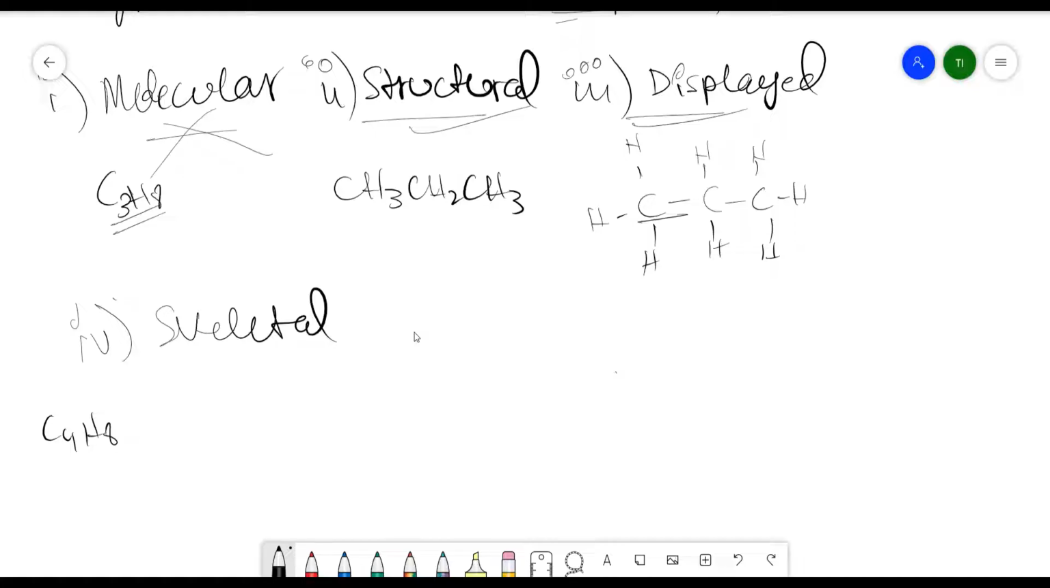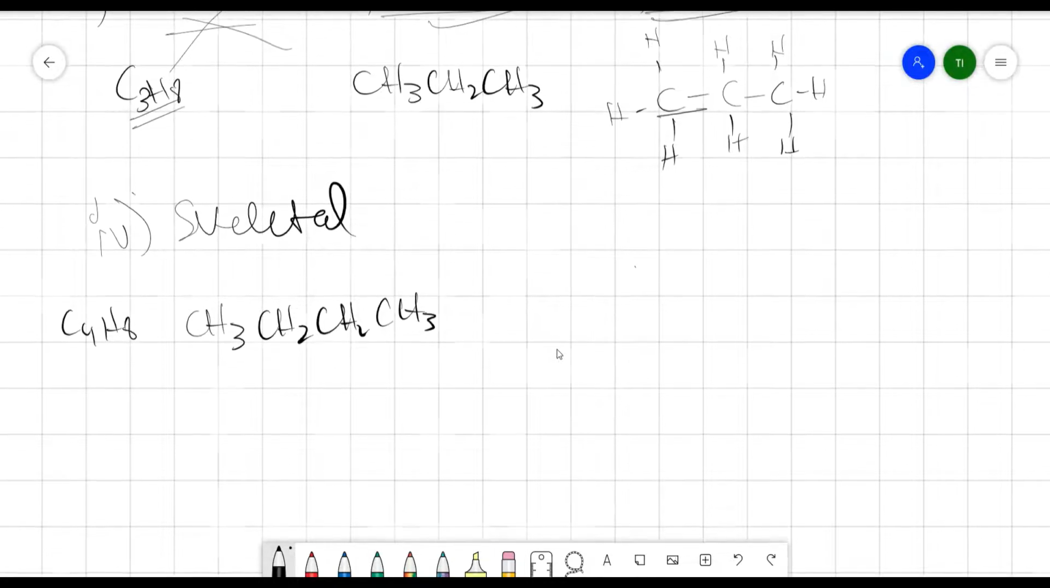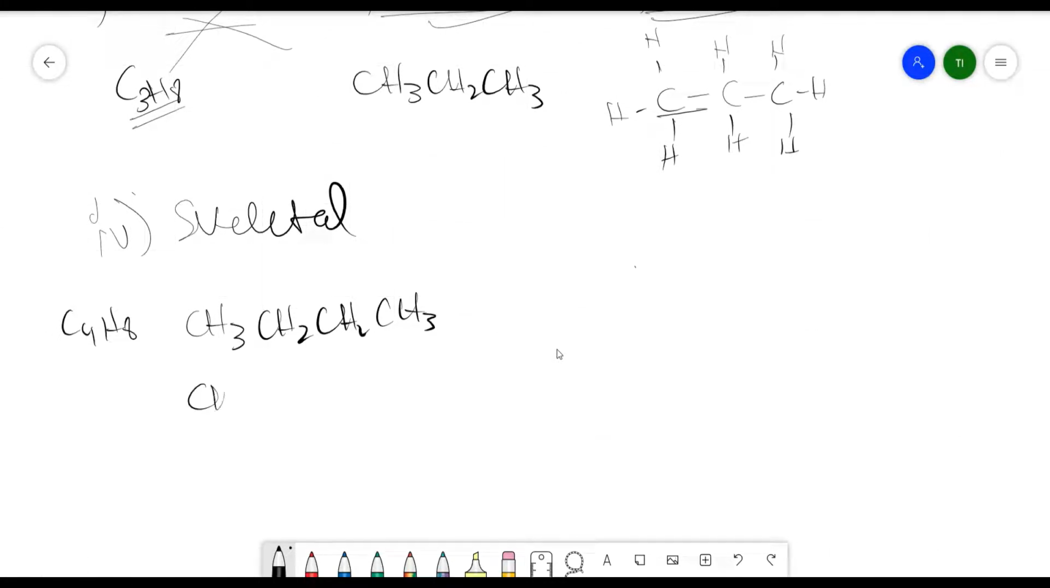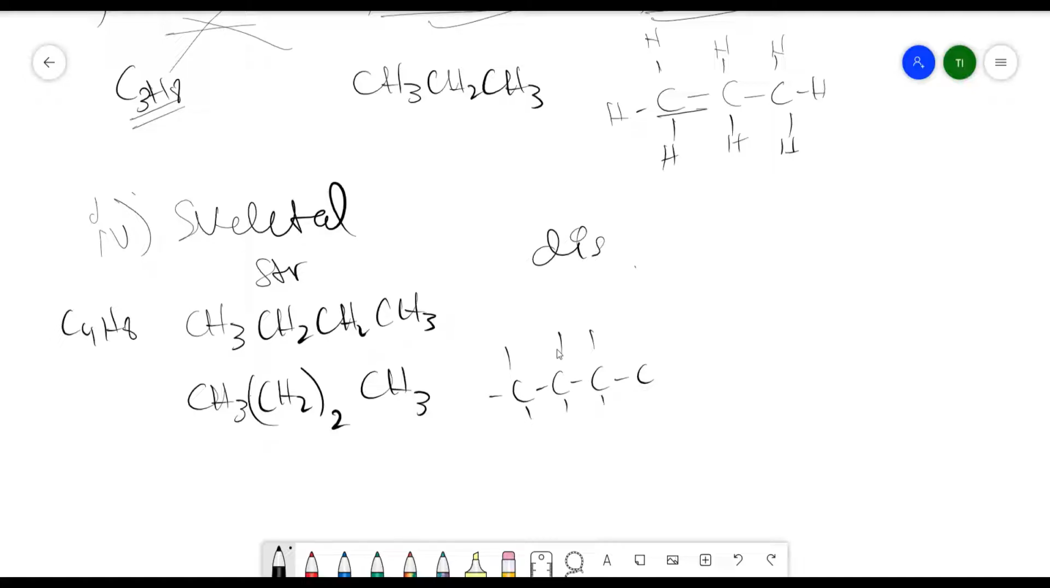Now the structural for butane would be CH3, CH2, CH2, CH3. Another way to write it, if you're feeling lazy or want to be simpler: CH3, CH2, and because it comes twice, you give a bracket and 2, and CH3. That is one way to write the structural one. Now displayed: that'll be C, C, C, the entire backbone. Assume that those are the hydrogens. I'm being lazy right now.